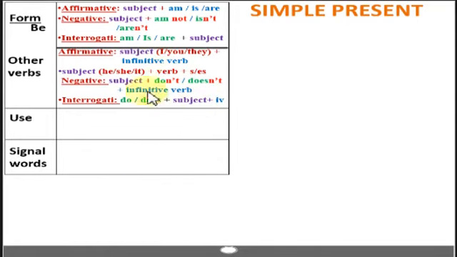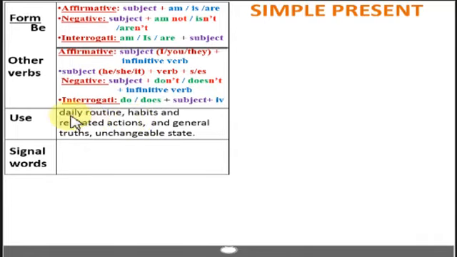Let's go to the use. When do we use simple present? So simple present is used with daily routines, حيت كنبغيو نهضروا على العادات اليوميه اللي كتتكرر كل يوم، كان خصنا نستعملوا simple present.